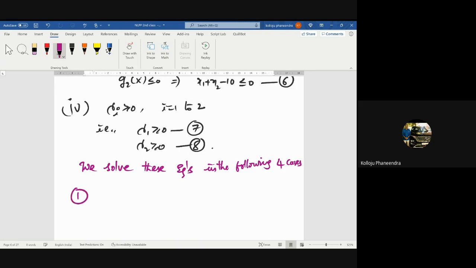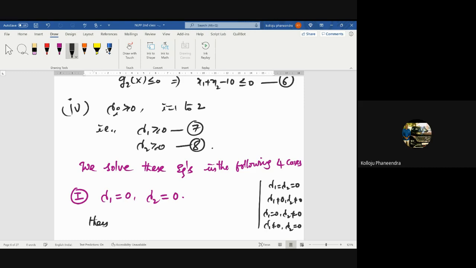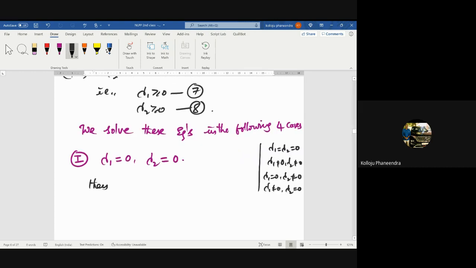First one, what is the first case? I will take both lambda 1 equal to 0 and lambda 2 equal to 0. Because of the 3rd and 4th equations, the cases are: lambda 1 and lambda 2 both zero; lambda 1 not equal to 0, lambda 2 not equal to 0; lambda 1 zero, lambda 2 not equal to 0; lambda 1 not equal to 0, lambda 2 equal to 0. These are the 4 cases. All possible cases are these 4 only, so we solve these 4 cases to get the solutions.